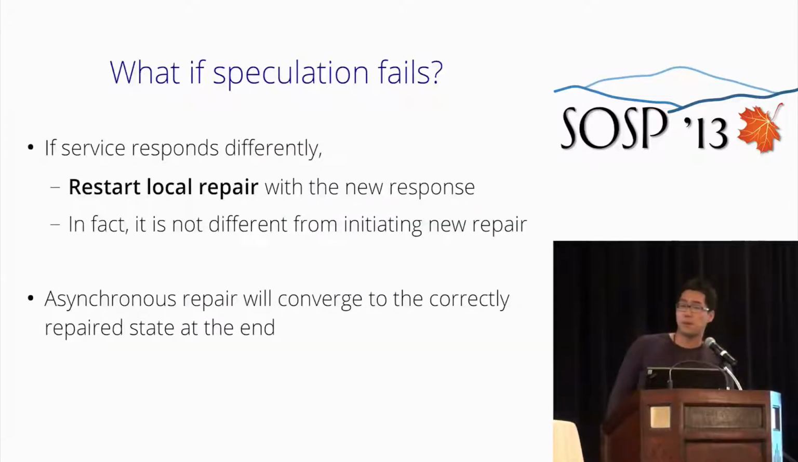Then, what if speculation fails after we expose our internal state? It means, what if services respond differently? Then we simply restart our local repair with the new response that we just got. In fact, this is not very different from initiating a new repair. What we are arguing here is that asynchronous repair will converge to the correctly repaired state at the end.